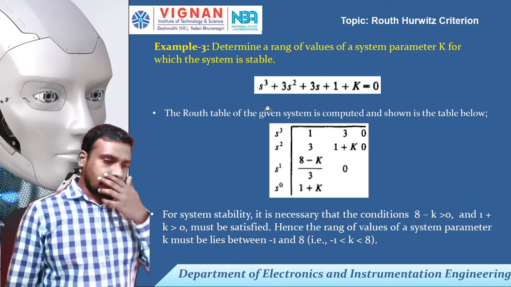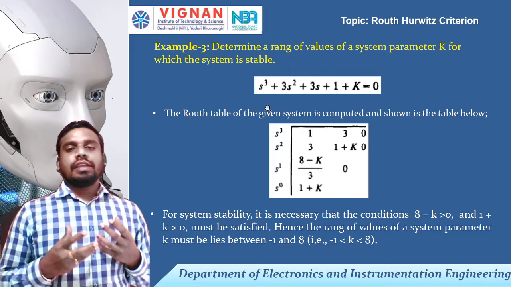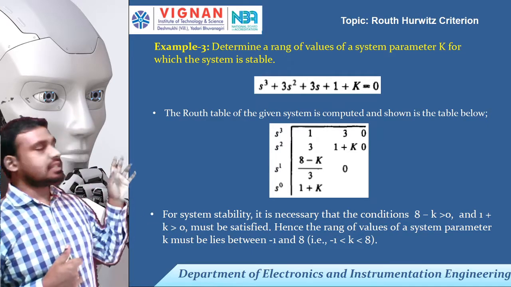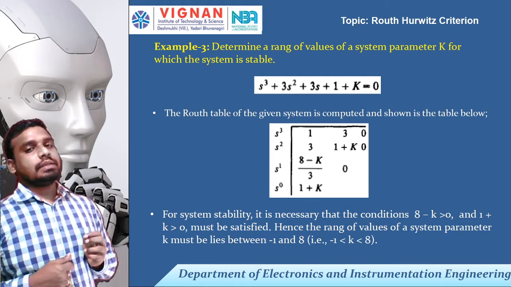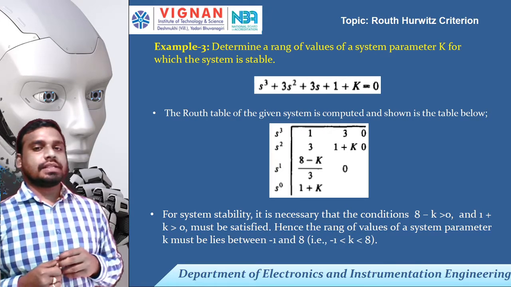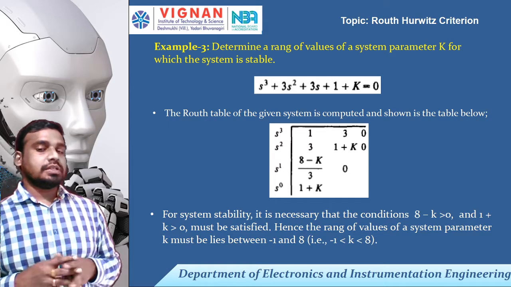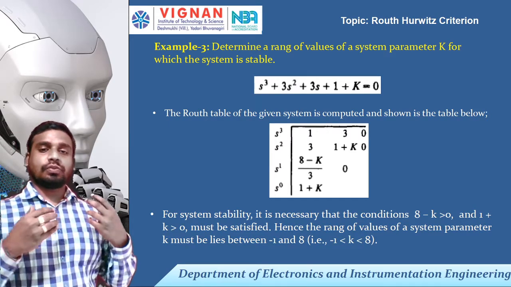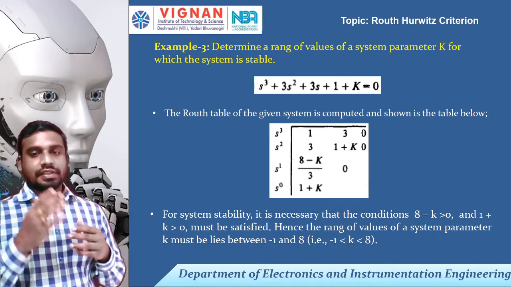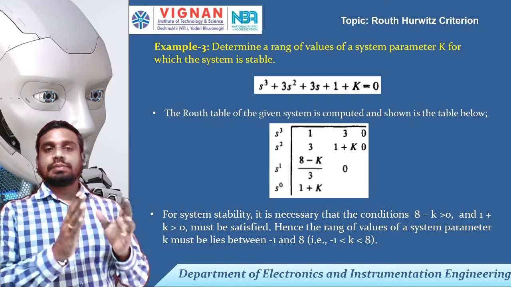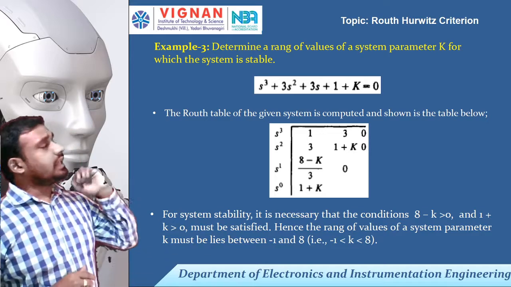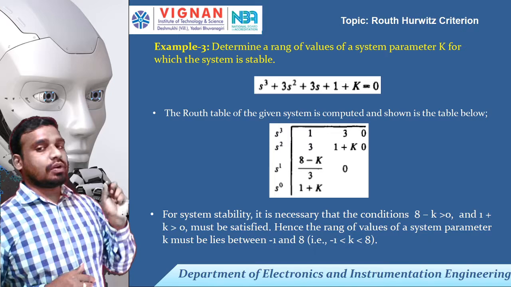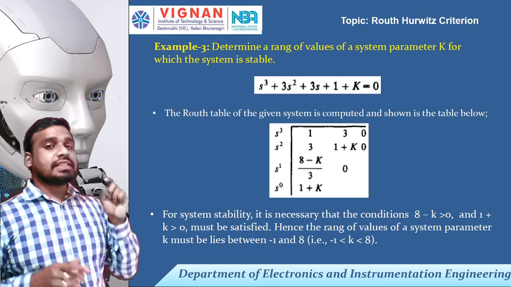So one more question they may ask is if they give the k value in the characteristic equation. Let us consider an example here. s cube plus 3s square plus 3s plus 1 plus k. They may ask you to find the parameter k, or they may ask you to find the range in which k lies if the system is said to be stable. What they gave in the question: determine the range of values of system parameter k for which the system is stable.